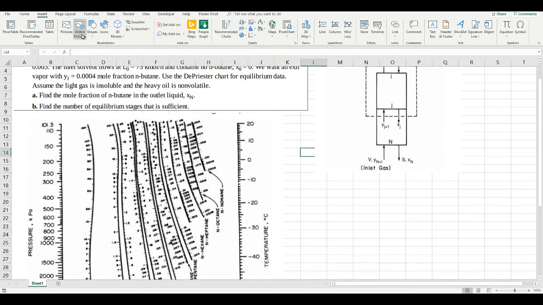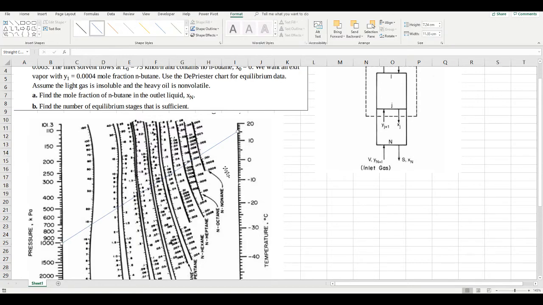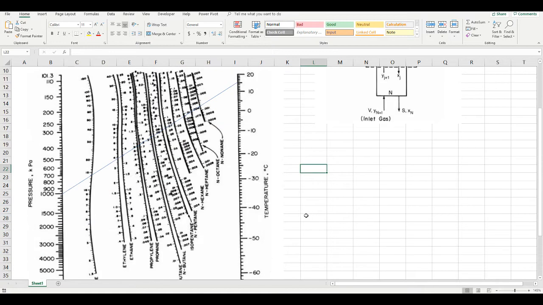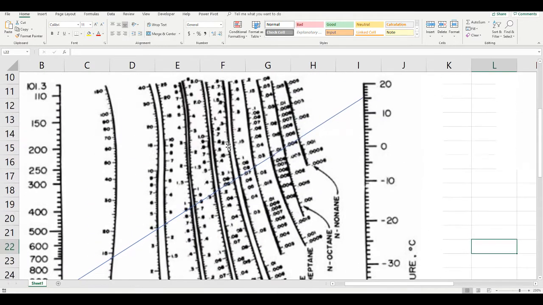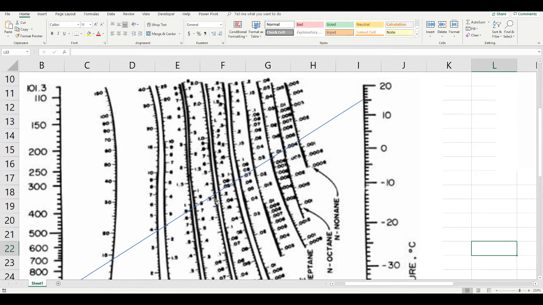So we need to take a line, and 15 degrees Celsius is here, and we need to trace it and connect it with 1000 kPa here. Now, where is N-butane? N-butane is here, so now we just need to zoom in and take a close look at where this line intersects. It looks like this line is intersecting at a value of 0.22.